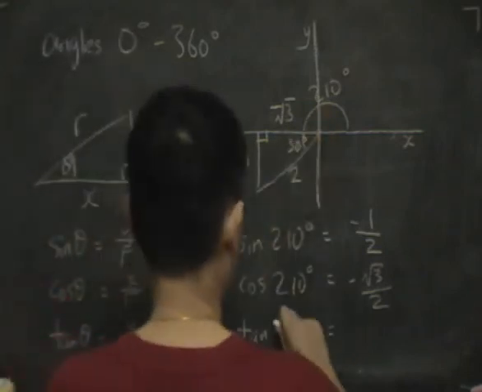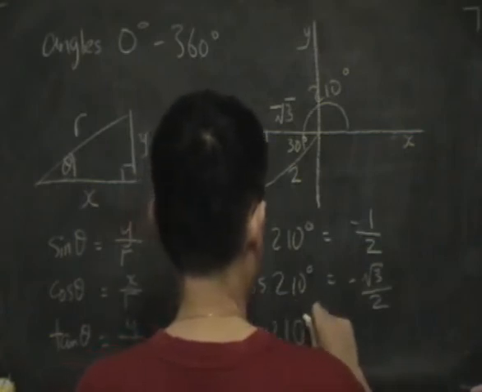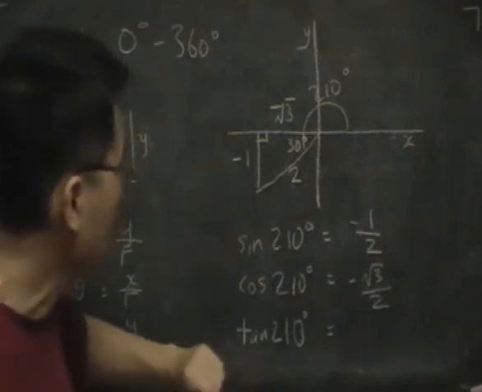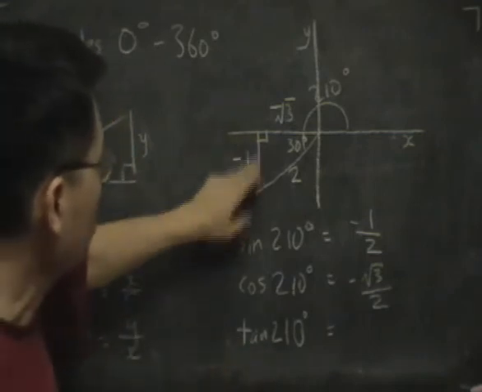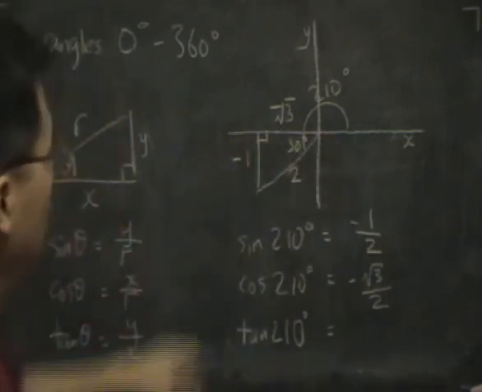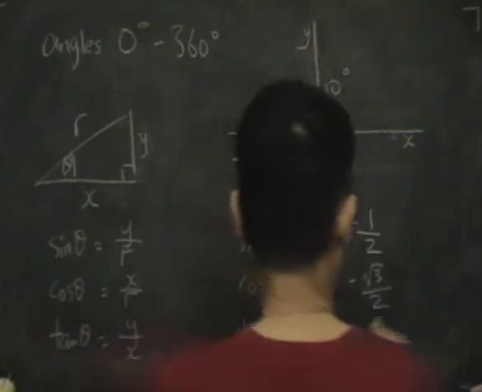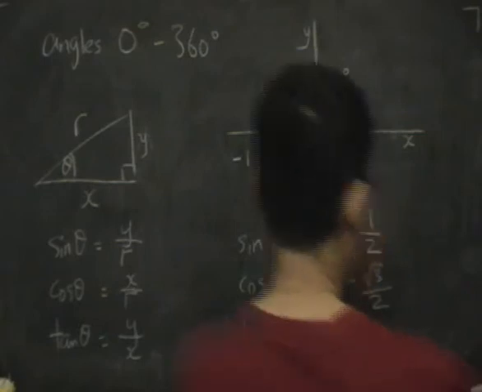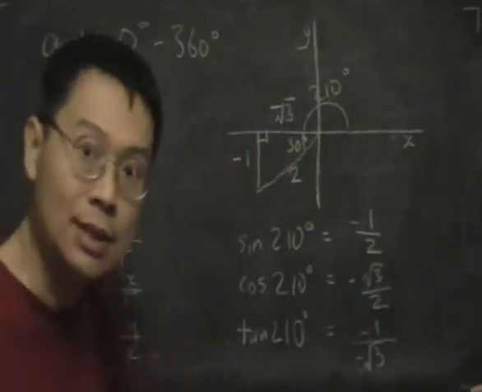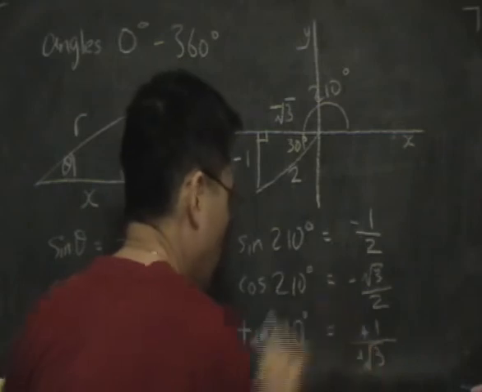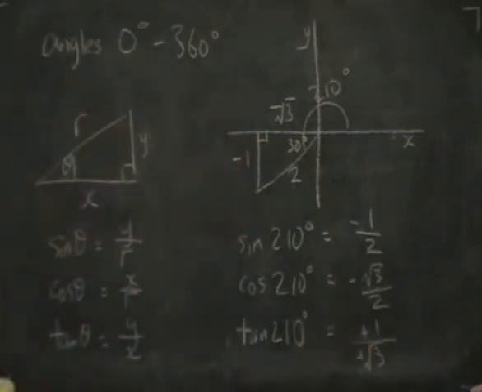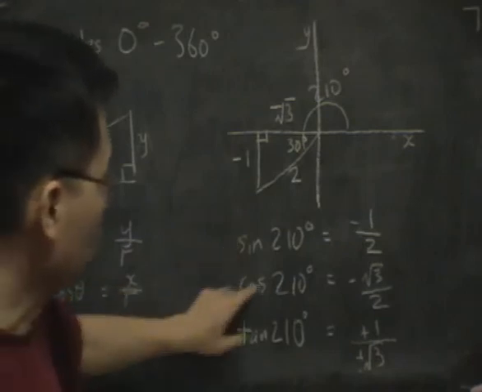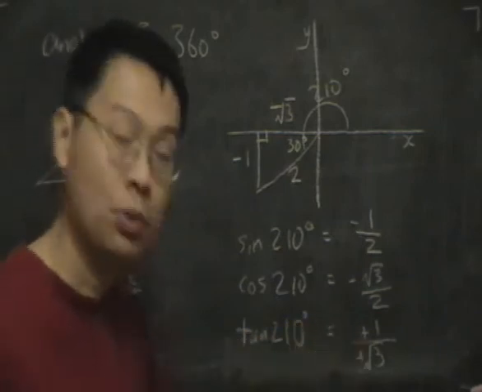Tangent 210 degrees, that would be opposite over adjacent, minus 1 over minus root 3. So minus and minus cancel, and we have a positive answer. So there we have all three ratios. Sine and cosine are negative, the tangent is positive.